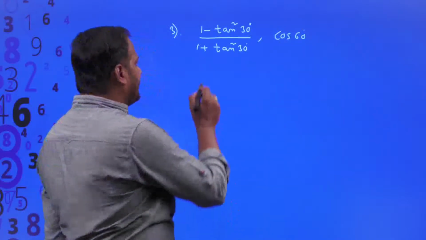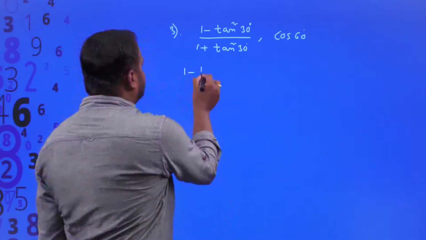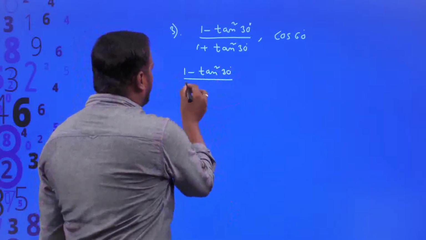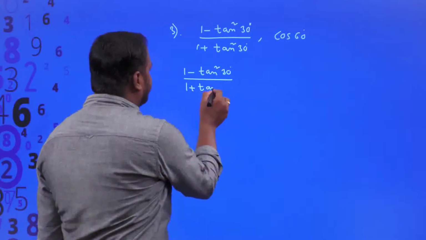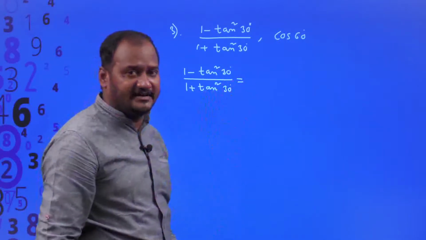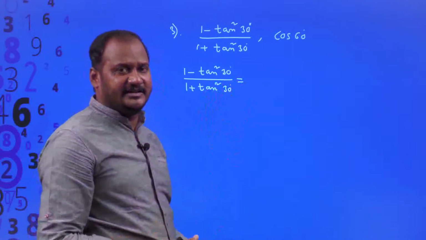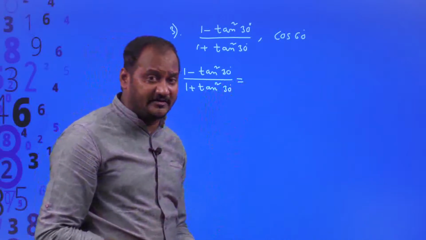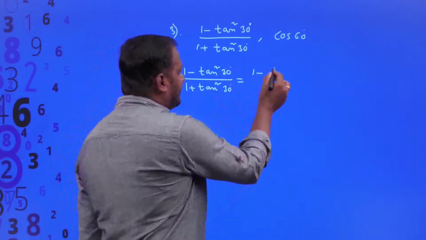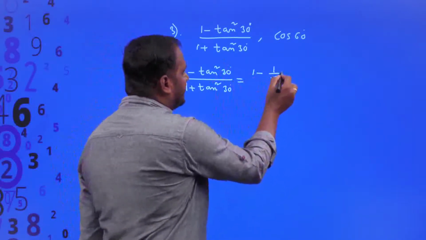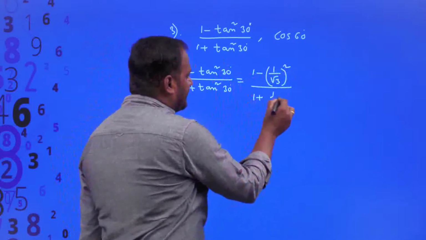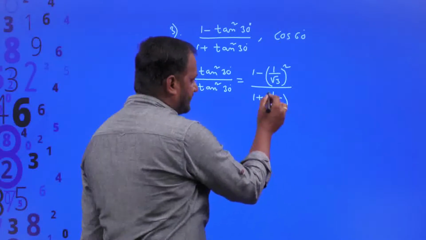Okay. I am finding the value of 1 minus tan square 30 degrees divided by 1 plus tan square 30 degrees. For that, you need to remember the value of tan 30 degrees. What is the value of tan 30? Tan 30 is equal to 1 divided by root 3. So it will be 1 minus, this is tan square, right? So 1 divided by root 3 whole square, divided by 1 plus 1 divided by root 3 whole square.